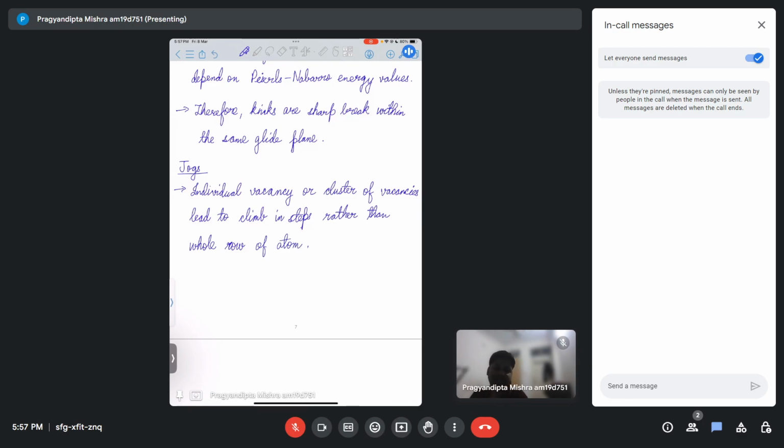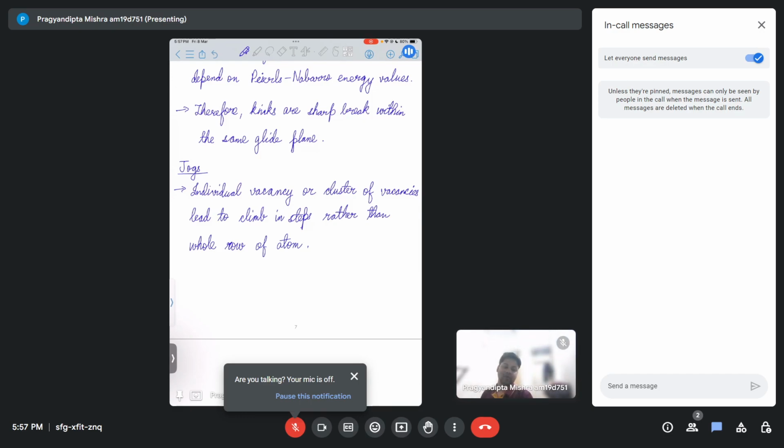So, as we have seen from this statement, what we can immediately say is that a jog is helping you climb, right? Any dislocation climb. So it will be majorly associated with edge dislocation only, because it is always helping in climb. It is not helping in glide. It is helping in climb. So therefore we can say it is a part of edge dislocation.